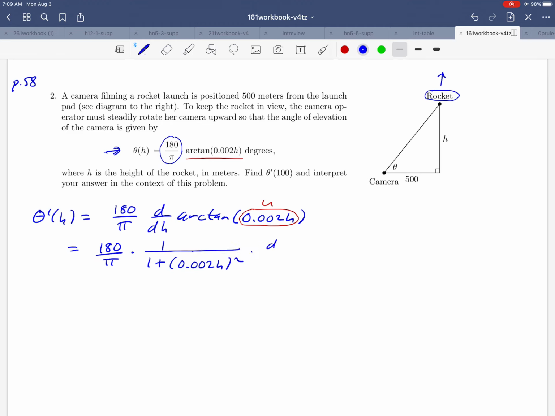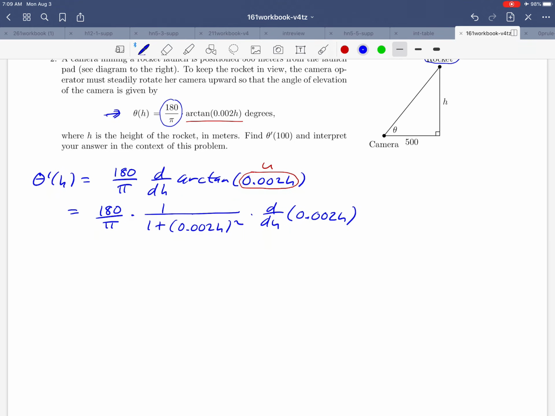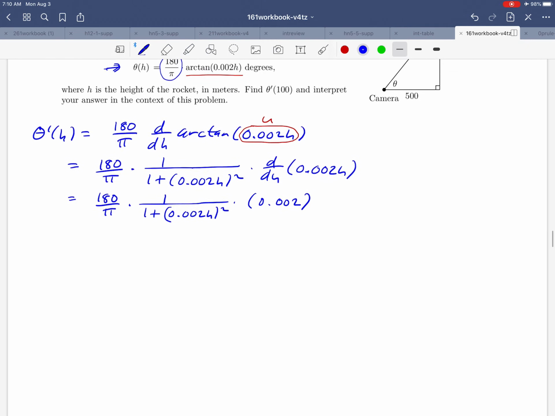The second part of the chain rule is to multiply by the derivative of the u, which is 0.002 h in this case. Let's rewrite the parts that we're done with here: 180 over pi, 1 over 1 plus 0.002 h squared. And then the derivative of 0.002 h is just going to be 0.002, because the derivative of the h is 1. So there's a formula for our derivative.